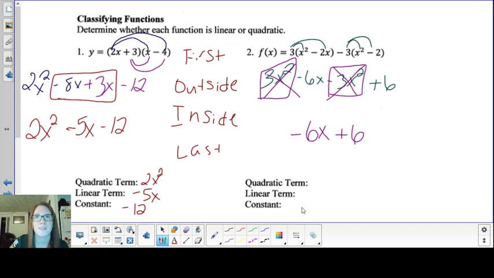So we're asked to identify the quadratic, linear, and constant terms. Well, we don't have a quadratic. It cancels out. So in this case, it's none. My linear term is a negative 6x, and my constant is a positive 6.